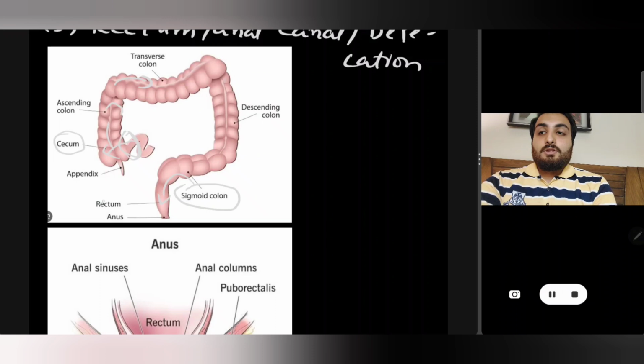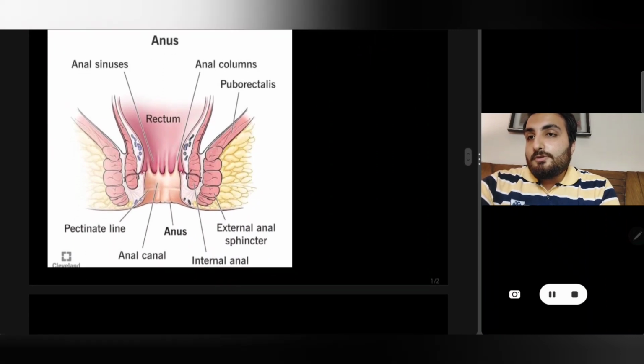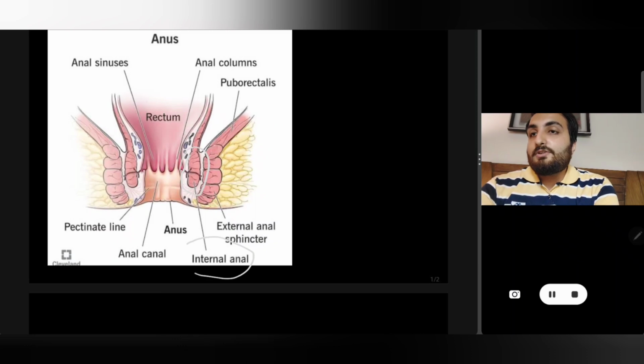Once the fecal matter moves from the sigmoid colon into the rectum and it becomes distended, it causes relaxation of the internal anal sphincter. Here I am going to discuss the internal anal sphincter and the external anal sphincter. Here you can see this is basically the internal anal sphincter, and this is the rectum.